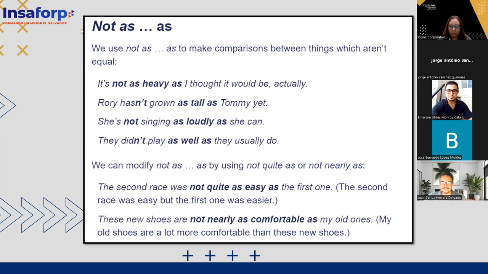Not as... as. We use not as... as to make a comparison between things which aren't equal. It is not as heavy as I thought it would be, actually. Rolly hasn't grown as tall as Tony yet. She's not singing as loudly as she can. They didn't play as well as they usually do.